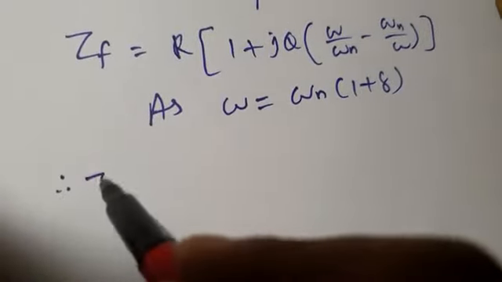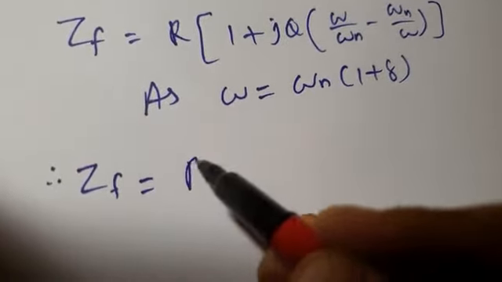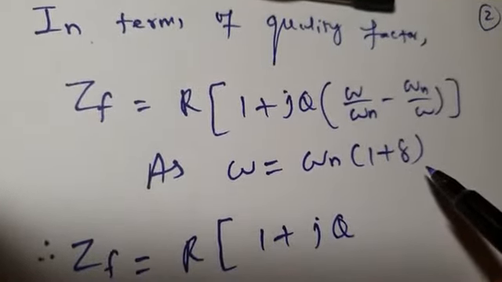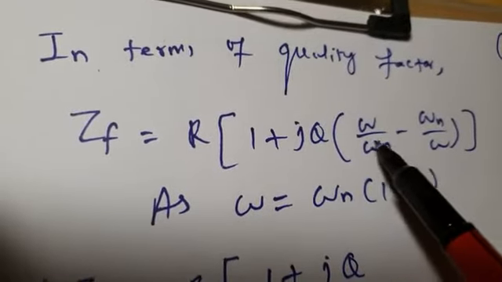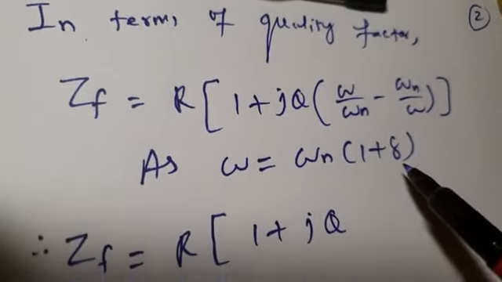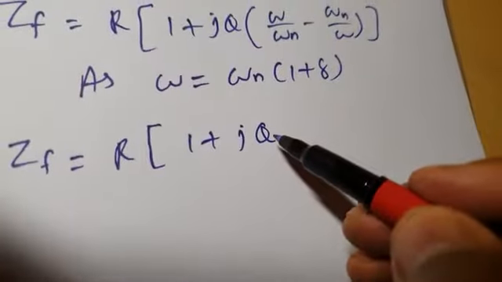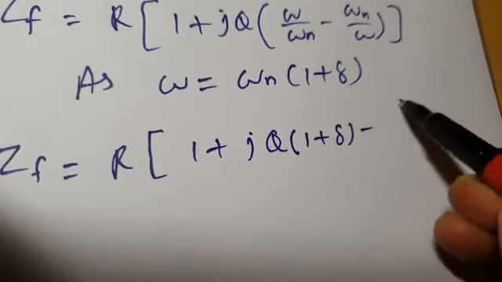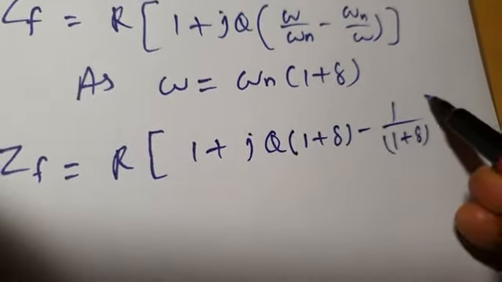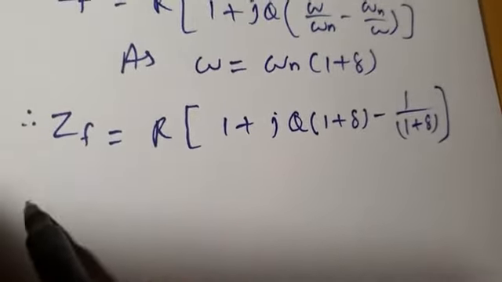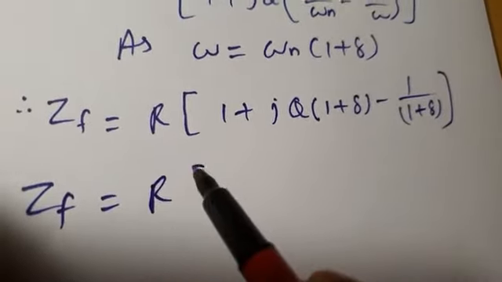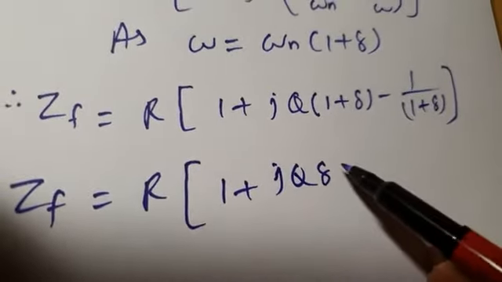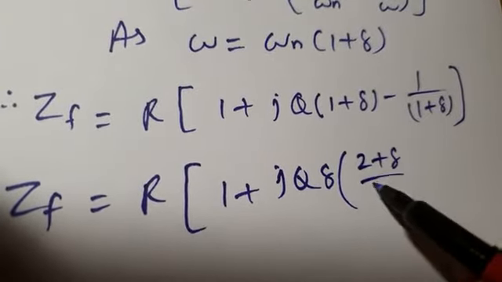So therefore, ZF, the filter impedance, is equal to R times 1 plus JQ. Now omega is omega n times 1 plus delta, so in this equation you can substitute omega equal to omega n into 1 plus delta and simplify it. After substitution and simplification, you will finally get Q times 1 plus delta minus 1 by 1 plus delta. Or I can also write ZF equal to R times 1 plus JQ, and if I take delta out, what I get inside is 2 plus delta divided by 1 plus delta.